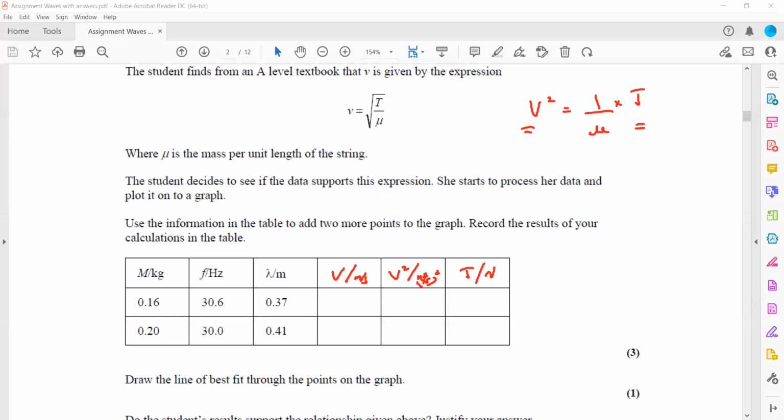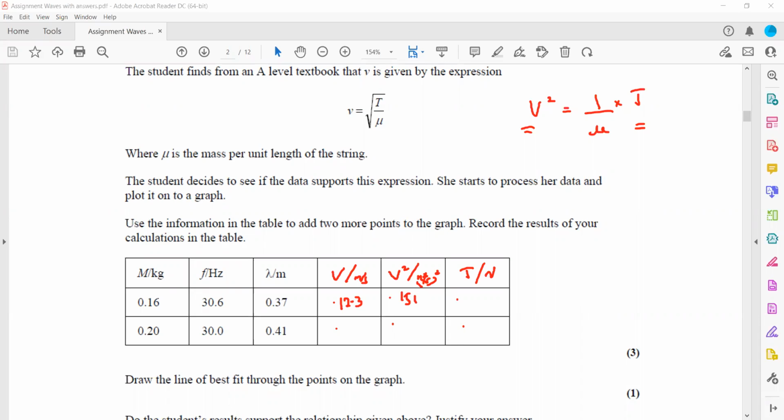Then the next part, we just have to get the values. How to get the value of v? We multiply them, like 30.6 multiplied by 0.37. So 30.6 multiplied by 0.37 will be 12.3. And then we will square this, so it will be 151.